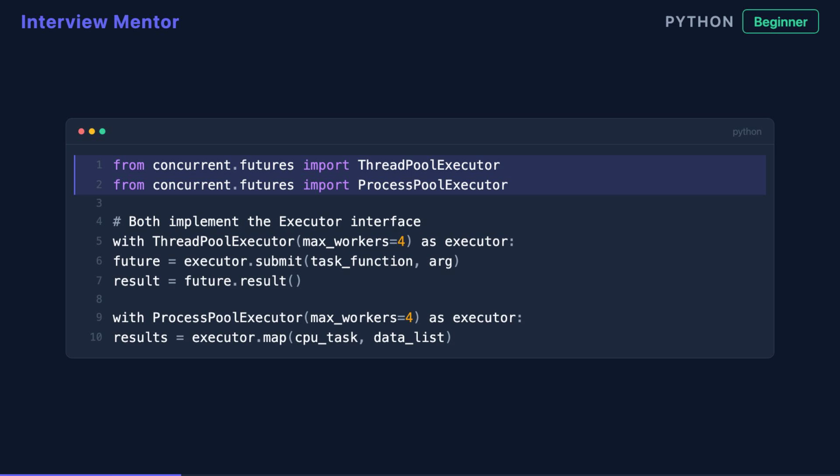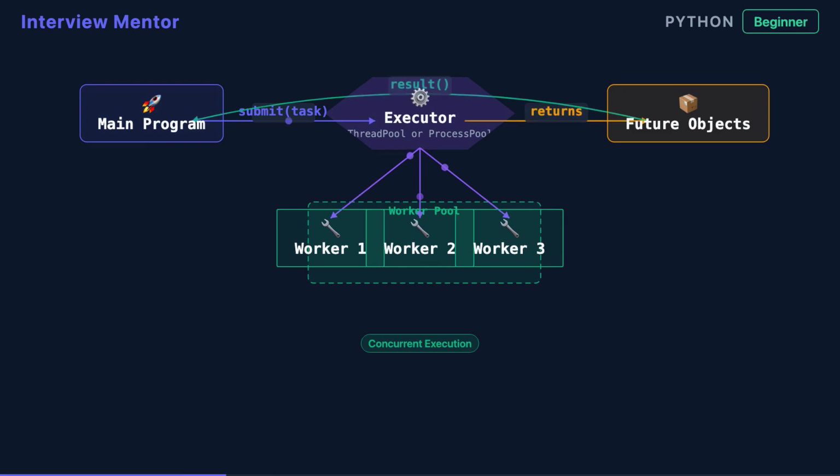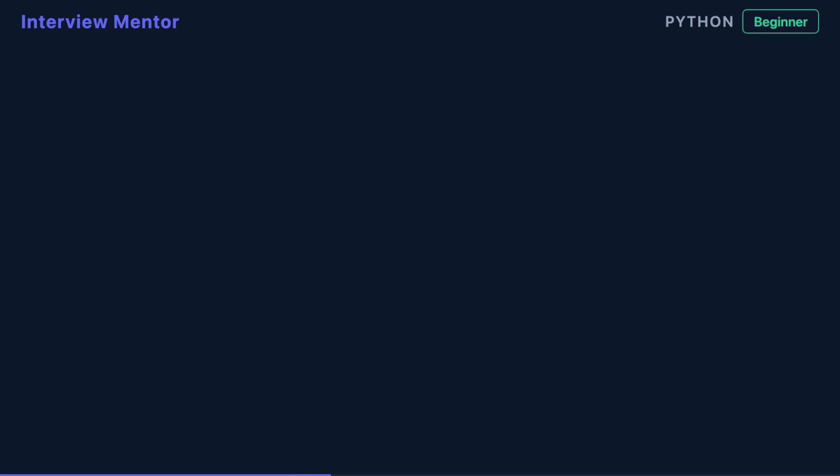You import it like any standard module, and you're ready to parallelize your code. The architecture is simple but powerful. Your main program submits tasks to an executor which manages a pool of workers. These workers execute your functions concurrently and return future objects that represent pending results. When a task completes, you retrieve the result from the future.